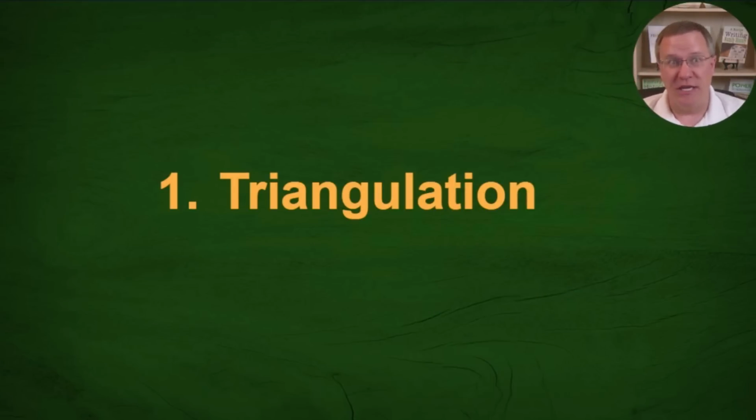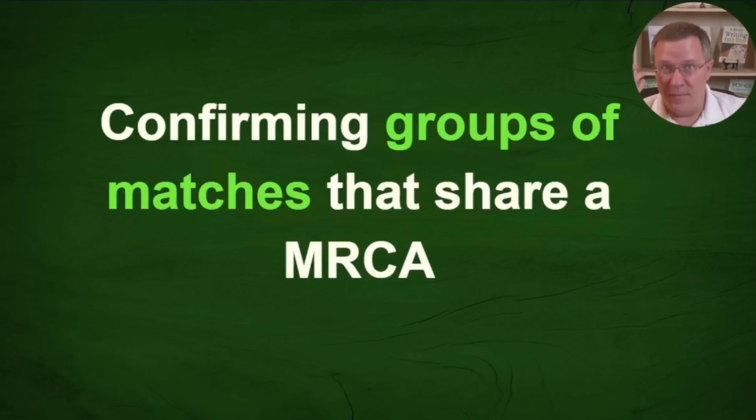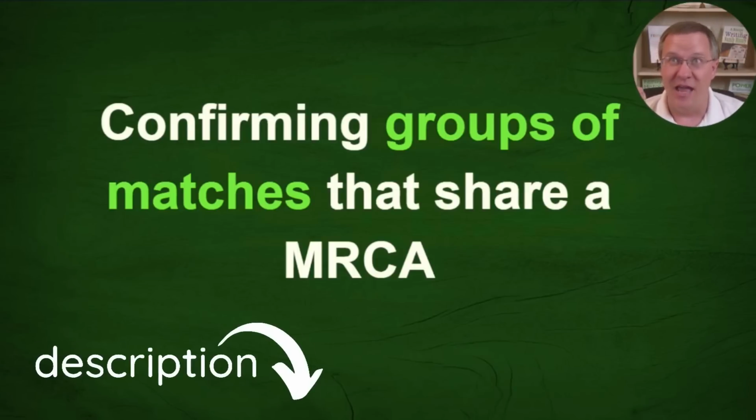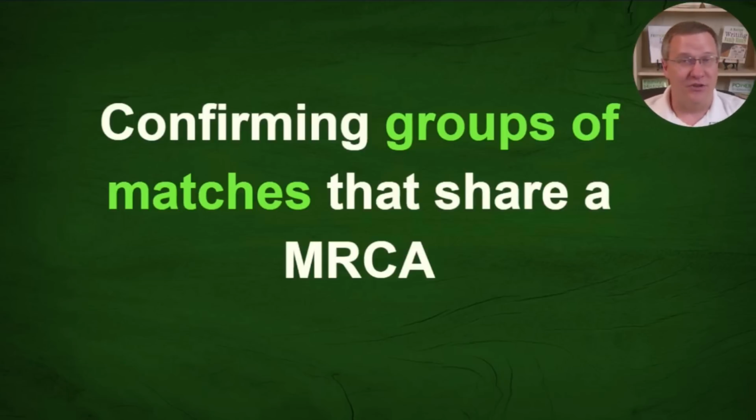Triangulation. Triangulation is a way to show that three or more people, because of sharing the same segment on the same chromosome, have a common ancestor. Unlike a match, this one is an almost definite match because it eliminates almost all false matches. And so you can know that these matches all group together in searching for that common ancestor. It is confirming any group of matches, 3, 4, 5, 6, 7, 10, 20, share a most recent common ancestor, as long as they meet the requirements of triangulation. And I have done many videos on this channel about triangulation, so you can see how that can be used for your genetic genealogy.